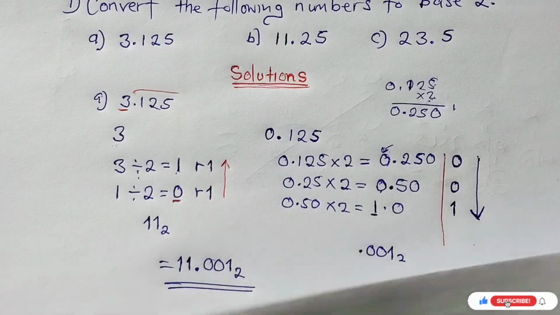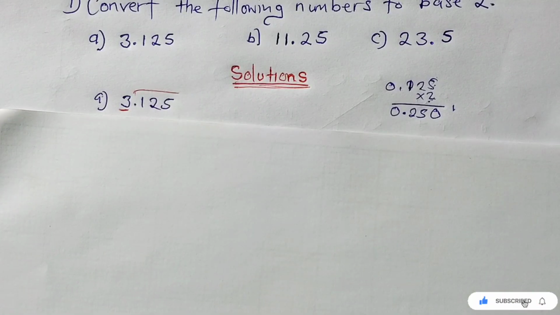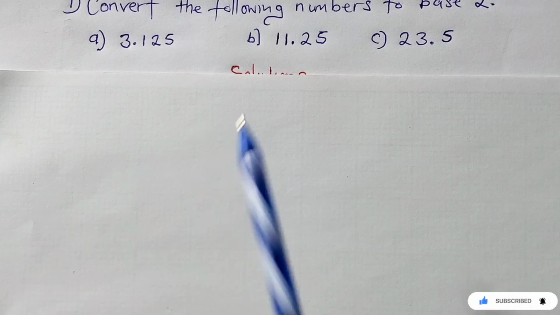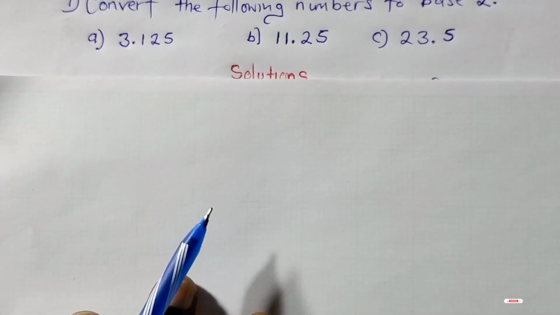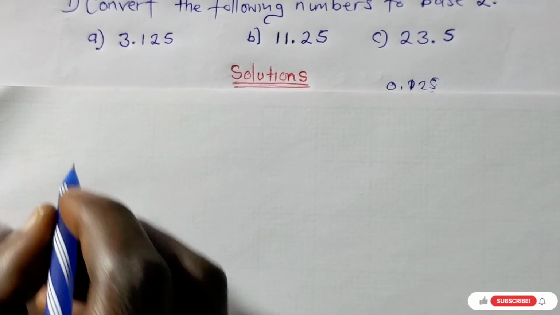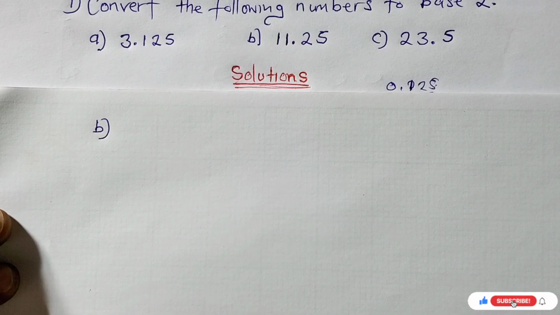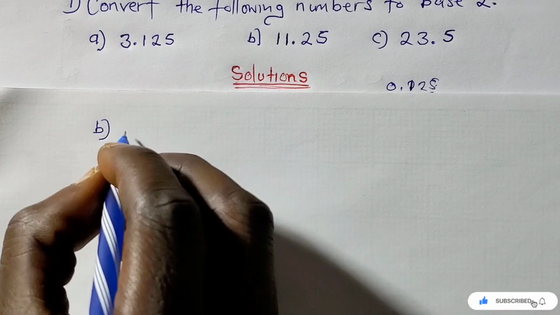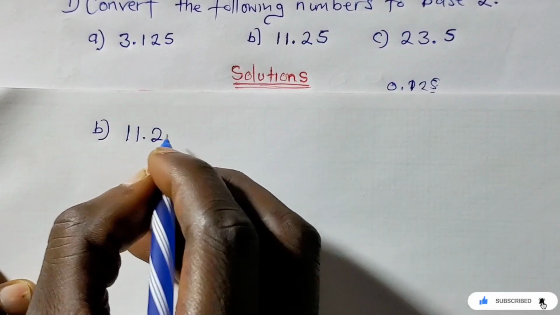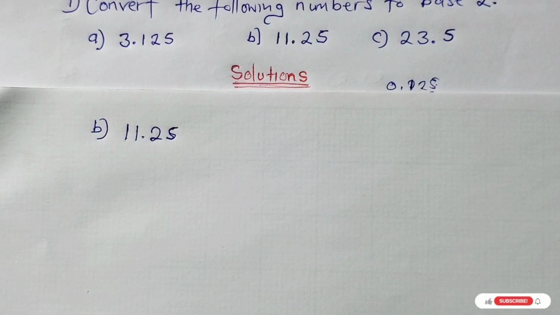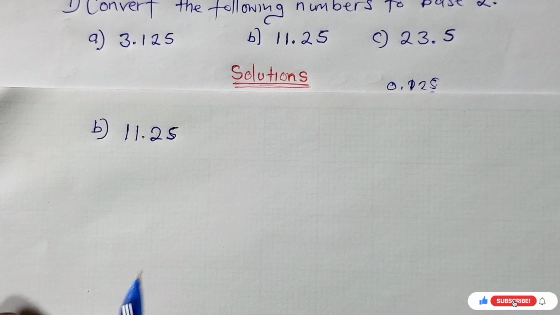All right. So I'm going to hide this part and get this question. So we are on B. So let's answer B here. So B is 11.25. I'll be a little bit faster, okay? Because at least I've shown you how to calculate.